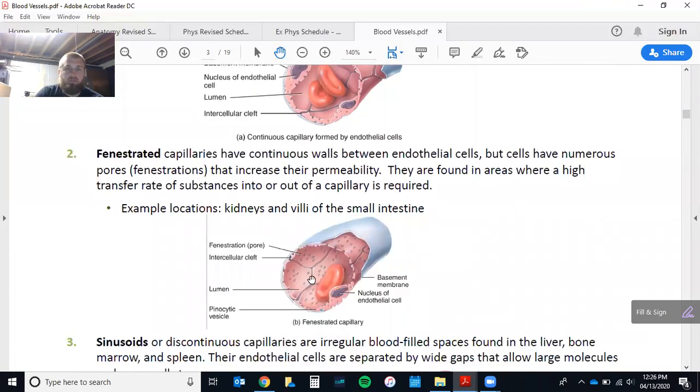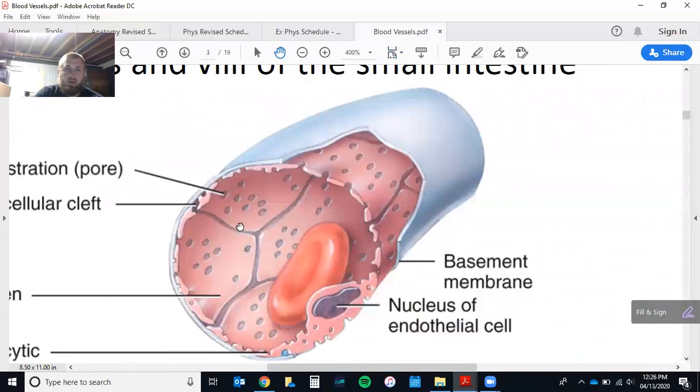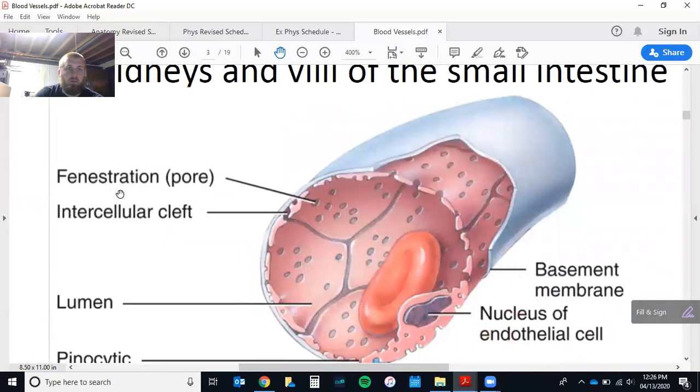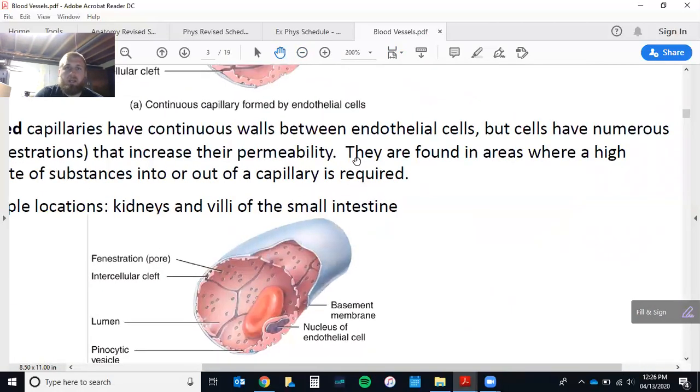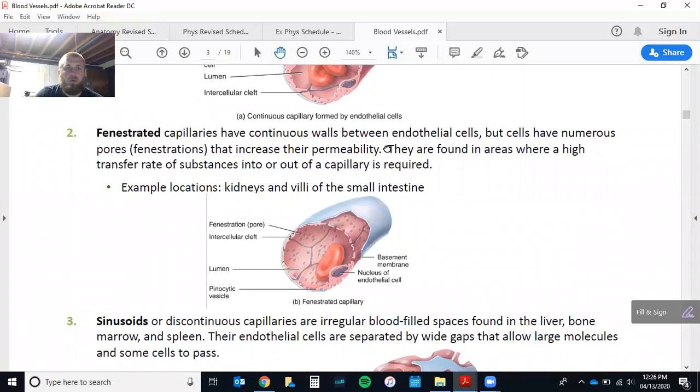Next type are called fenestrated. They have continuous walls between the endothelial cells. So they're like these in that they are going to be butted up next to one another. But what's different is the cells, and you can see them, have tiny little holes, or what we call fenestrations, or you can call them pores, that make them leaky. This increases their permeability, which means they allow certain things through more easily, to allow for a high transfer rate of substances into or out of a capillary. We have these abundantly in our kidneys, which is where we filter our blood and make urine. We pull water and other stuff from the blood. And by being able to pass through these holes, it allows for a lot to occur at the same time.